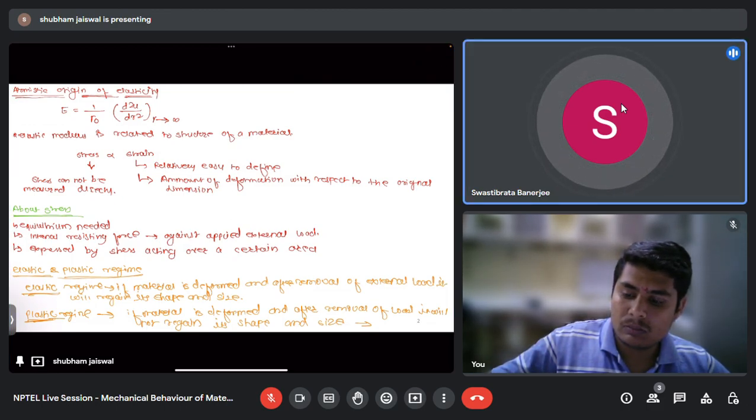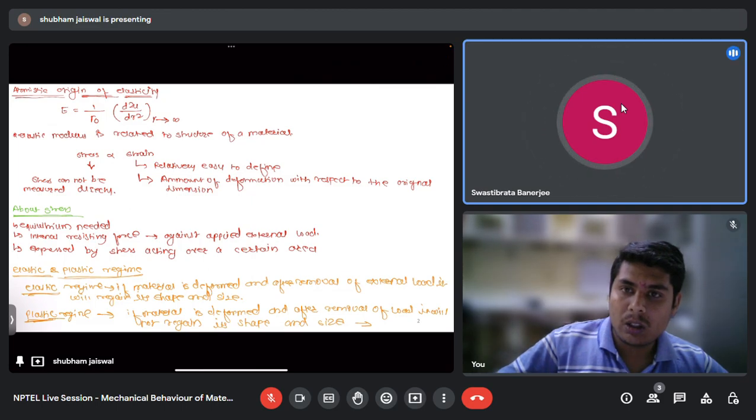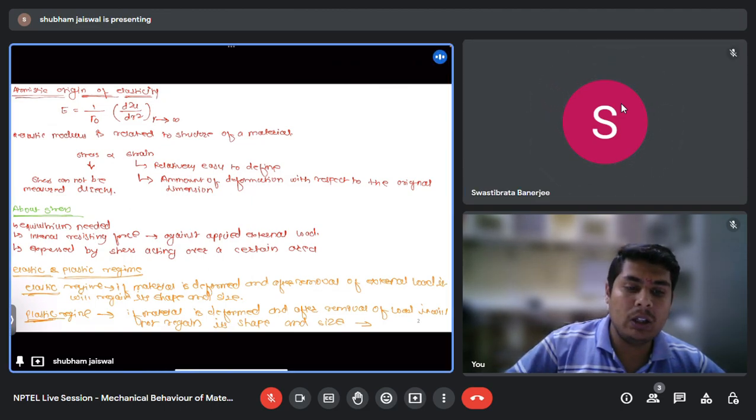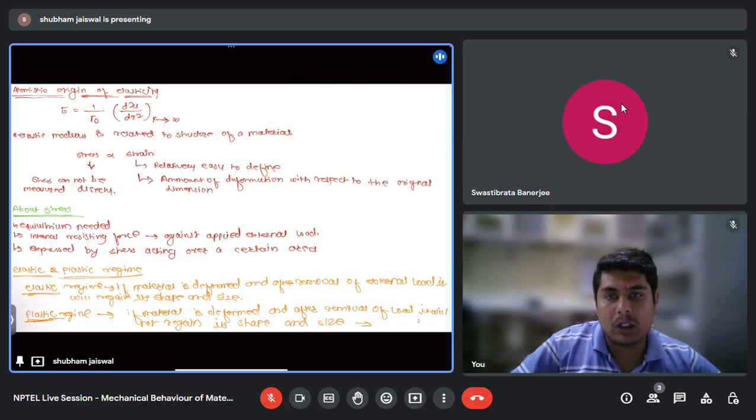This is the potential and the atomic radius. The formula is elastic modulus equal to 1 by r naught. This way we can define how the modulus is related to our atomic structure, like the interatomic potential is related to the atomic bond energy and type of bonding.